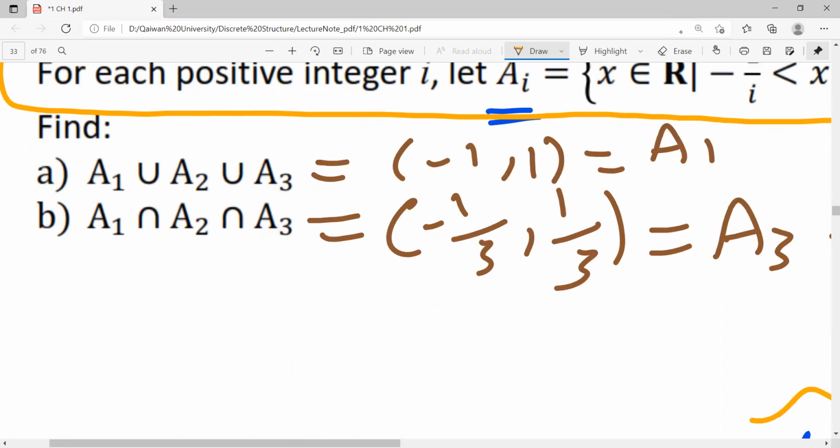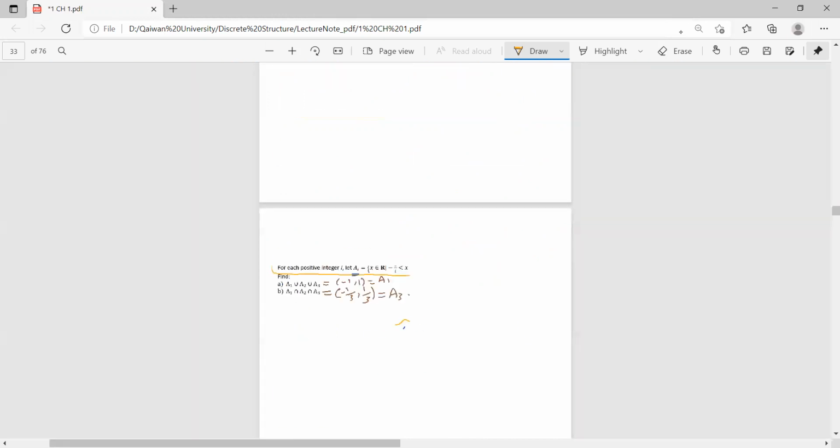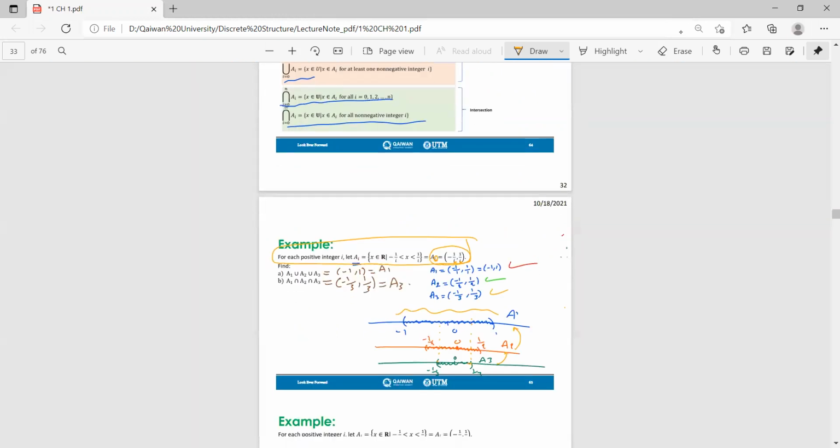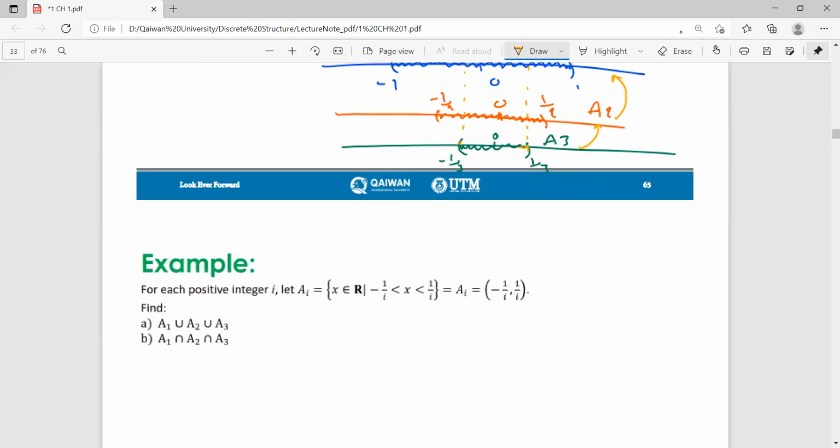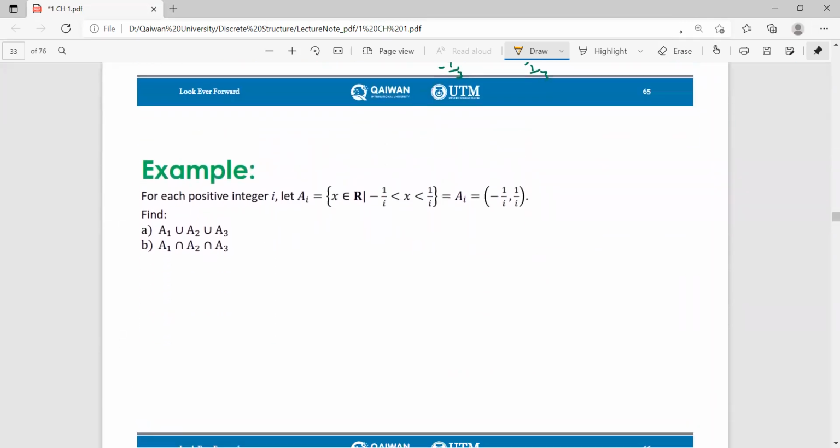If it's given A1 union A5 union A8, what should you find? You should find A1, A5, and A8. It depends on what is required in the exam. So let me clean this one. This is the repeated one.